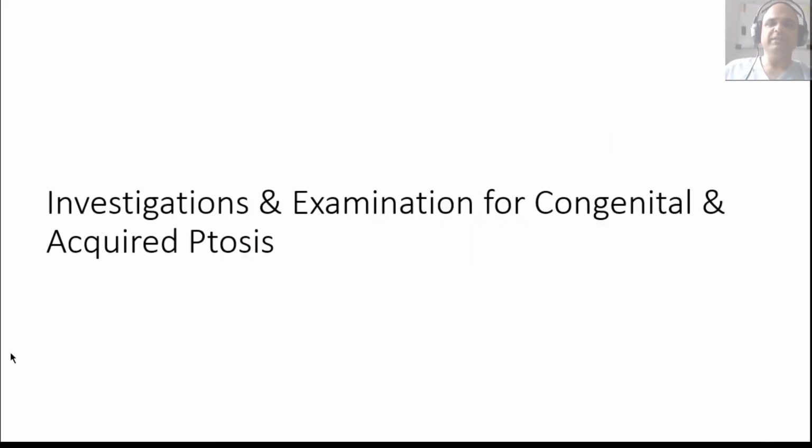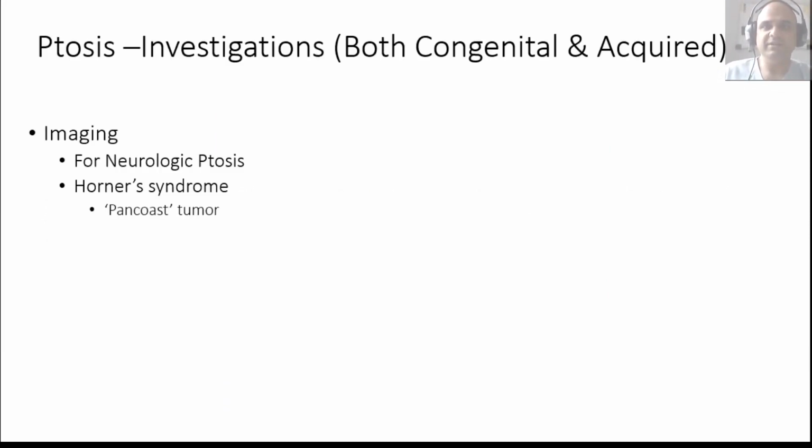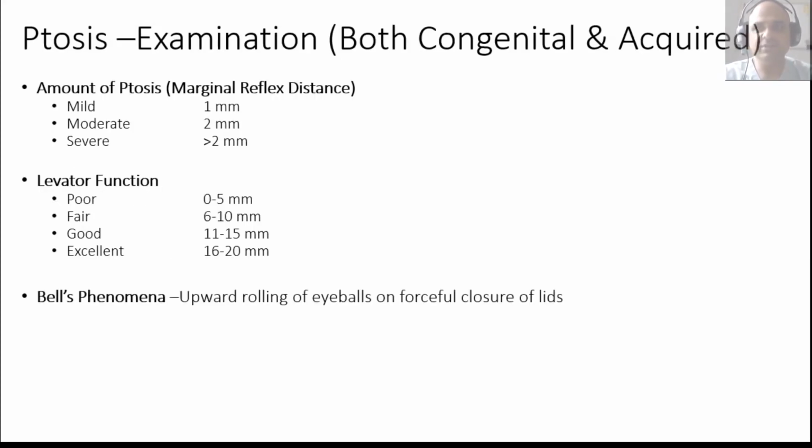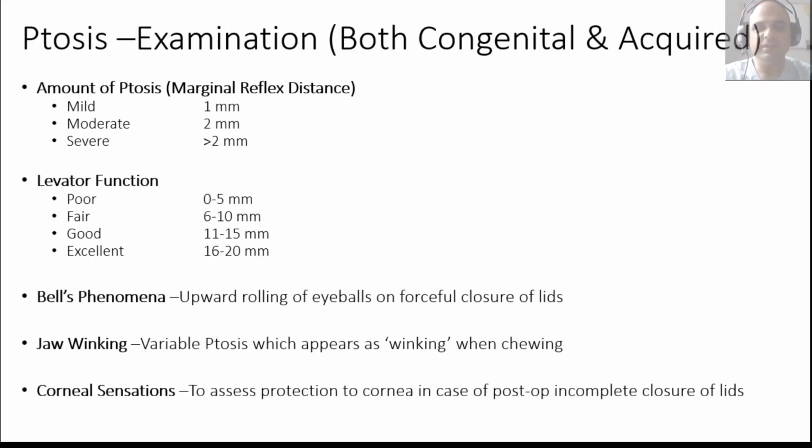So what sort of investigation and examinations do we need to do before we move on to the management phase? And again, this is very similar for congenital and acquired ptosis. We might need some imaging, especially if there is a neurologic cause. For Horner syndrome, we need X-ray chest because of Pancoast tumor. For myasthenia gravis, electromyography or ACh receptor antibodies might be indicated. And these are part of ptosis examination. Again, more details in the video which is for ptosis examination.